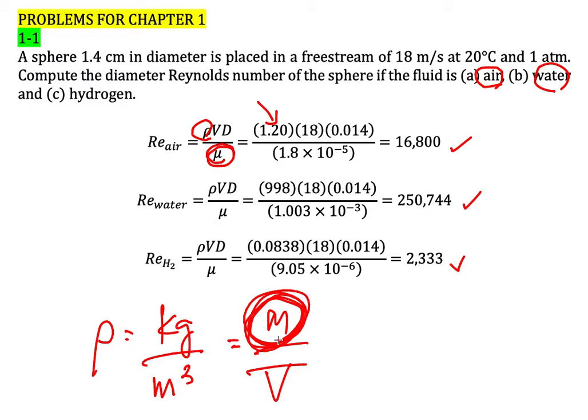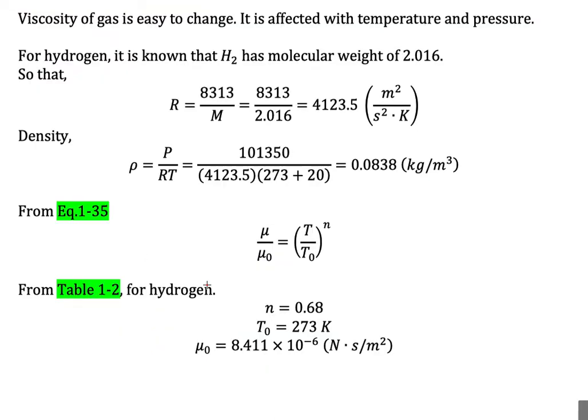Okay, so however, the value of mu here, the kinematic viscosity, is a fragile value, meaning it can easily change because it is affected by temperature and pressure. Let's take the example of hydrogen. Hydrogen has a molecular weight of 2.016, so we can calculate the gas constant as 8,313 over the molecular weight. We get 4123.5.